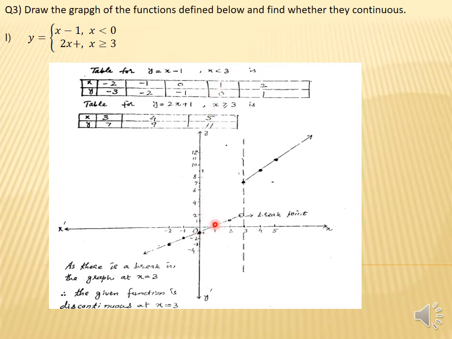And similarly on 1 what will we get? 0. So on 1 we will get 0, so we point on the line. Similarly on 2 what will we get? 1. Now student, next is on 3 what will we get? 7. We will mark the point.